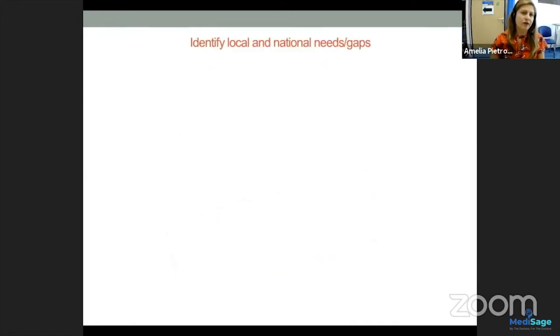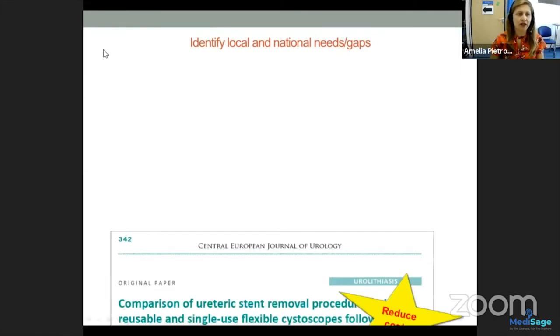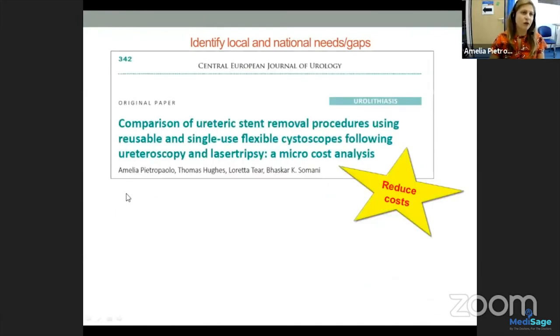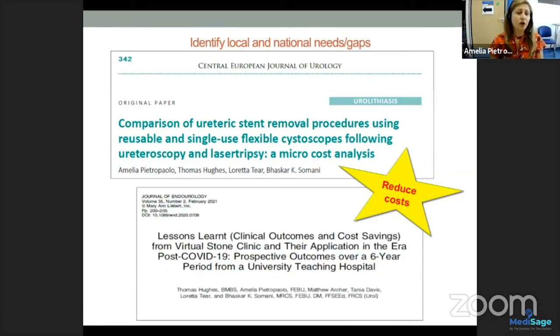And how to start was the first step. So first of all, identifying local and national needs or gaps. And that's what we normally do in our center. We thought about what could be a need in our local reality. And we found that actually cost is always one of the priorities together with patient safety. And so we analyzed the micro costing, comparing disposable with reusable cystoscopes, flexible cystoscopes.